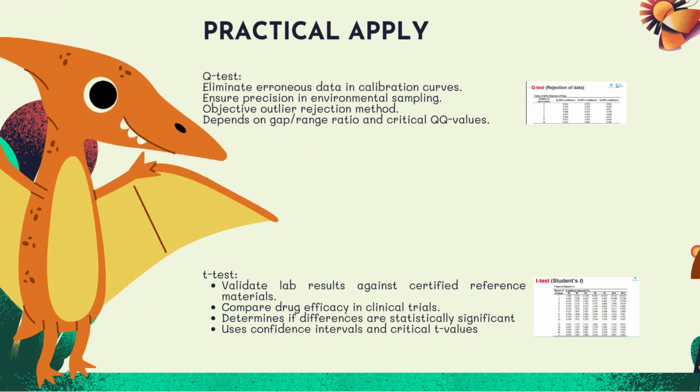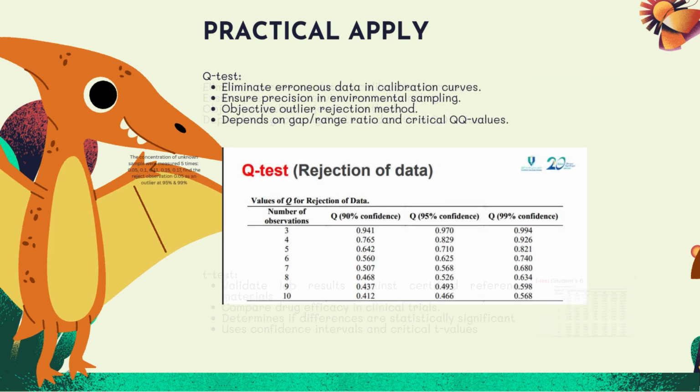Let's see what we got here. The Q-test eliminates erroneous data in calibration curves and ensures precision in environmental sampling. It depends on the gap, range ratio and critical Q values. This is the Q-test table for rejection of data.